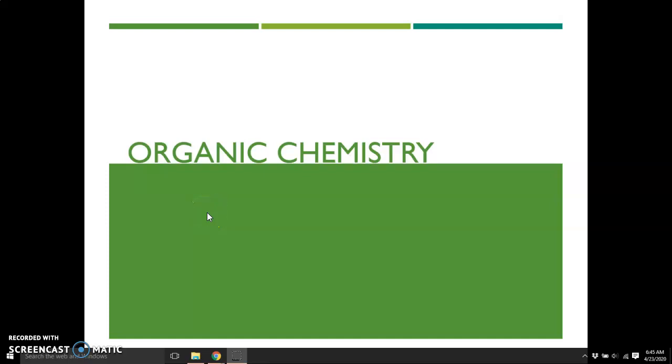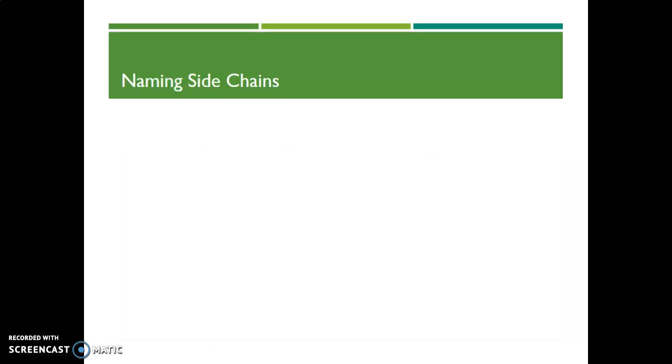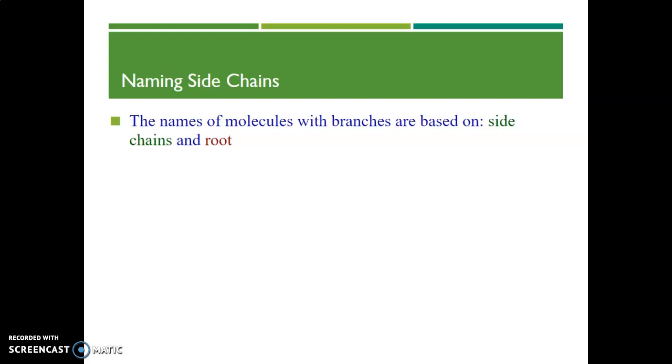Hi guys, so we're going to talk about naming compounds that have a branch or side chain attached. We'll jump right in, and I'm going to do this in two videos. When we're naming side chains, one of the things you need to remember is that when we do have a branch in the parent chain, the name is based on two things: the root or the parent chain, and anything that comes off of the parent chain, the side chain or the branches, okay?